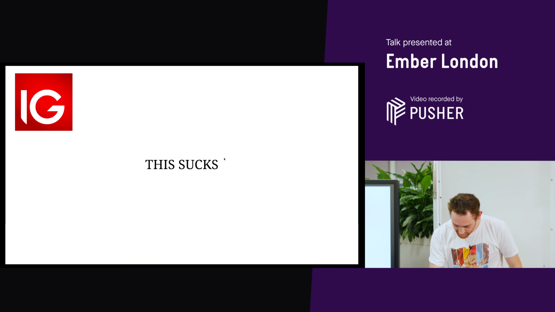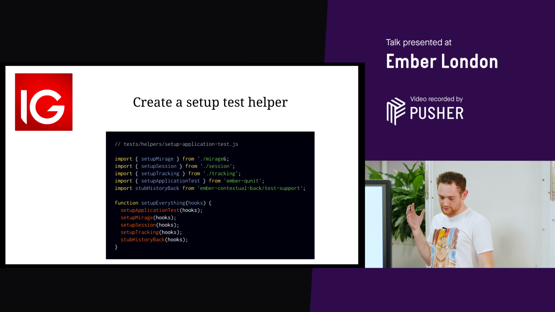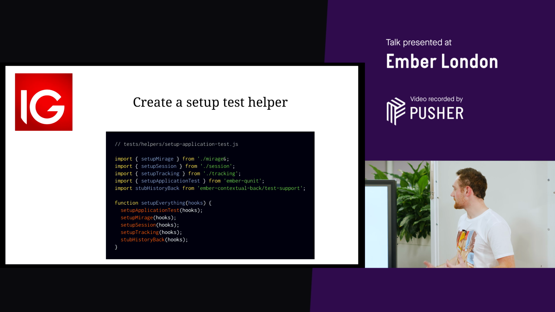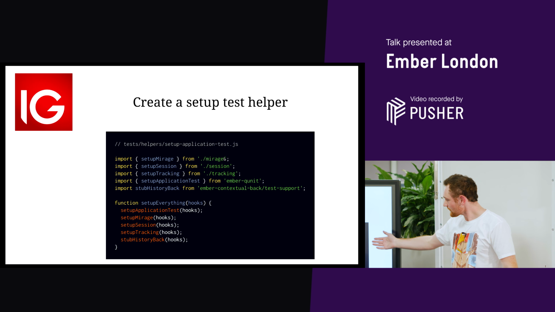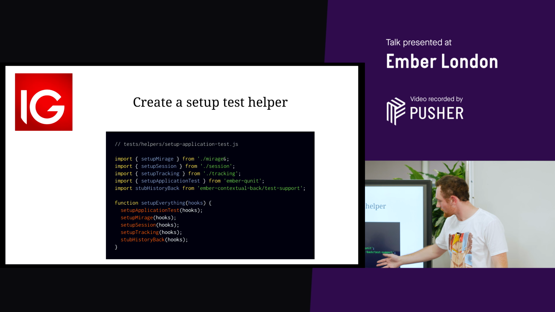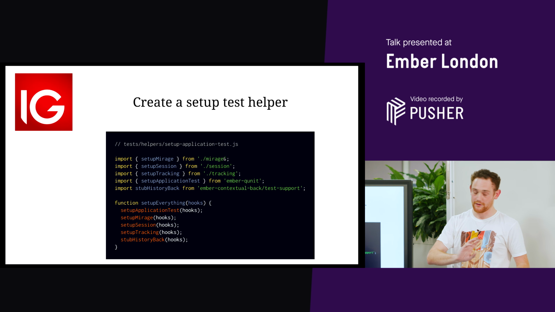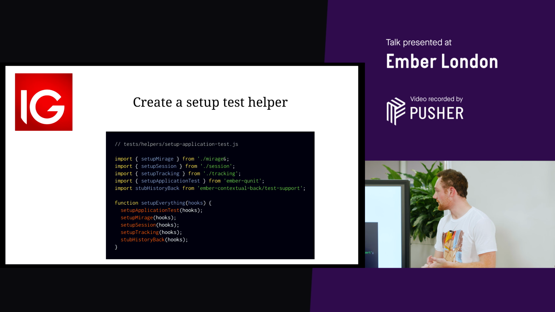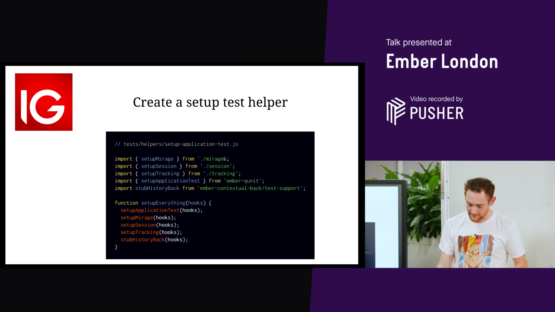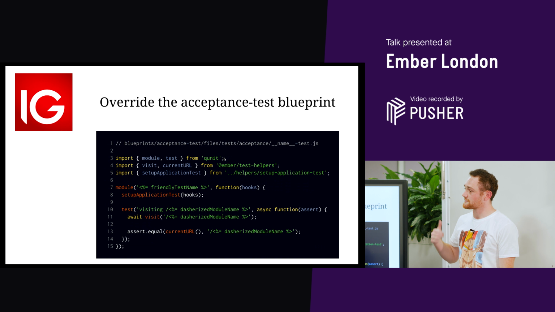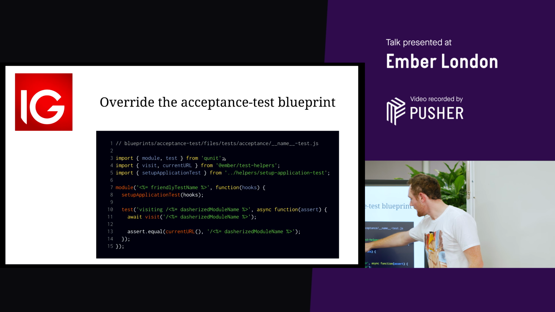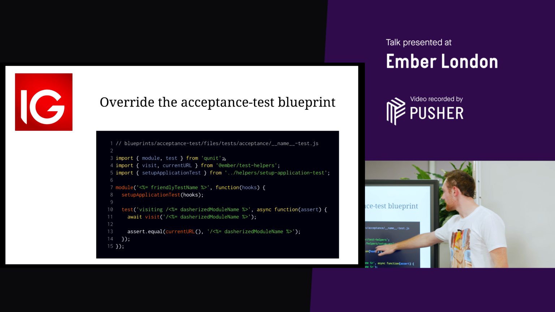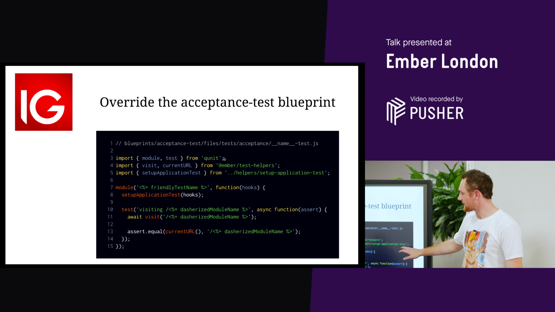So I came up with the idea of let's create our own setup test helper, right? So this is exposed from whatever your testing framework is. We use QUnit. So basically create your own setup application test that calls setup application test, and then anything else. So if you've got a session that you need stubbing out or Mirage, etc. And then basically override the acceptance test blueprint to immediately use this. So basically the only line here that's changed, this is fully copied from Ember, is the setup application test, and it's just this path here. So now we're going to our own helper and calling setup application test.